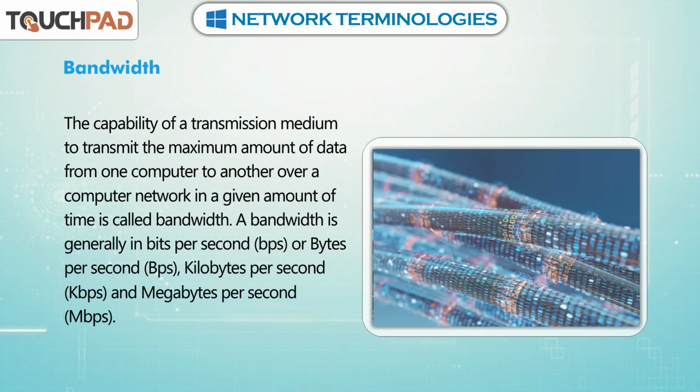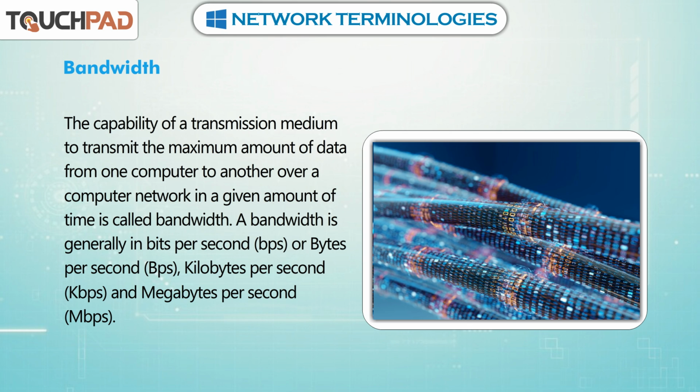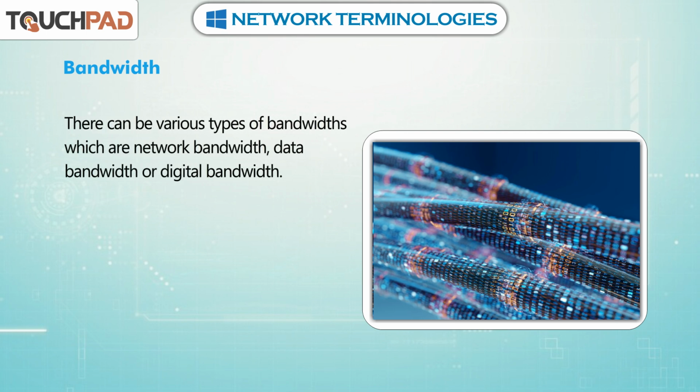Bandwidth. The capability of a transmission medium to transmit the maximum amount of data from one computer to another over a computer network in a given amount of time is called bandwidth. A bandwidth is generally in bits per second, BPS, or bytes per second, BPS, kilobytes per second, KBPS, and megabytes per second, MBPS. There can be various types of bandwidths, which are network bandwidth, data bandwidth, and digital bandwidth.